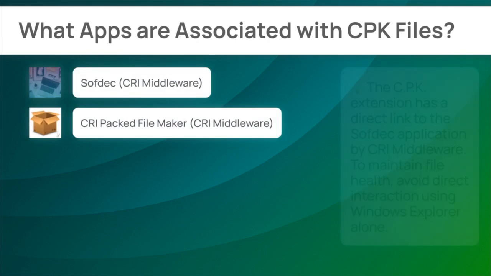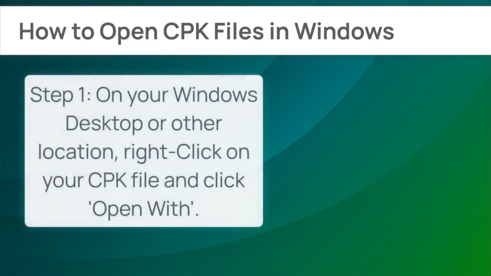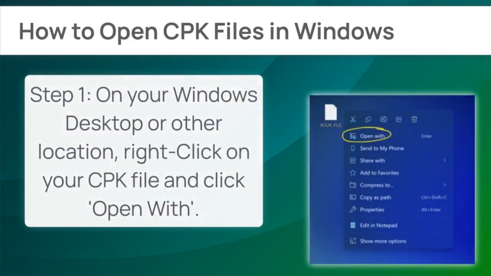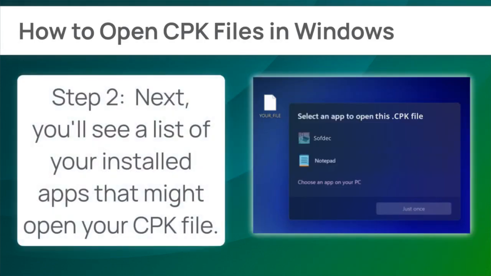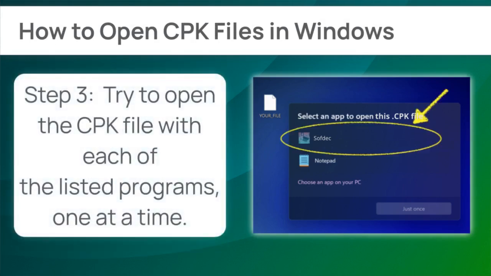To ensure the integrity of the system files, a dedicated utility should be used instead of Windows default. Windows provides limited insight into these files, so full extraction relies on dedicated archive software. The fastest route to the fix is testing every option. Right-click the CPK file and hit Open with, Use Sofdec if installed. If not, choose another program. We must confirm the software handler.